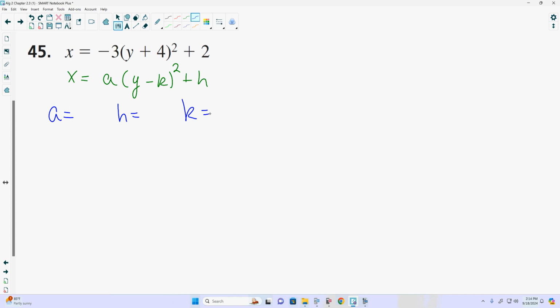A, H, K, well, A is negative 3. H is 2. K is negative 4. Well, there's nothing that says that we can't go on and just find P at this point, because we normally just list out what we get from H and K. We can go on and find P. 1 over 4 times negative 3 is negative 1/12.